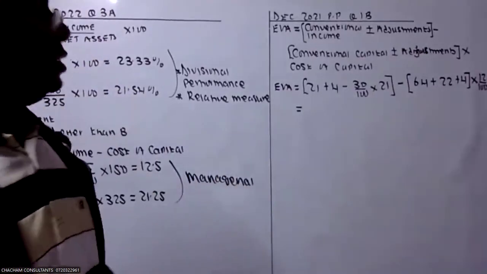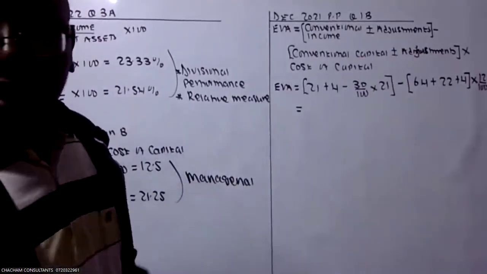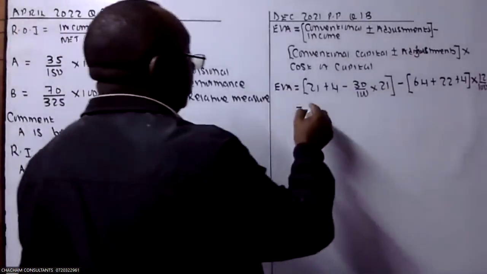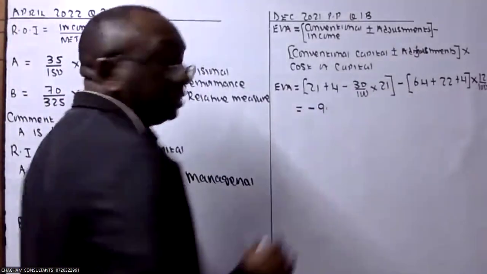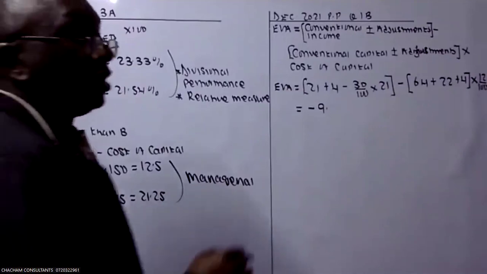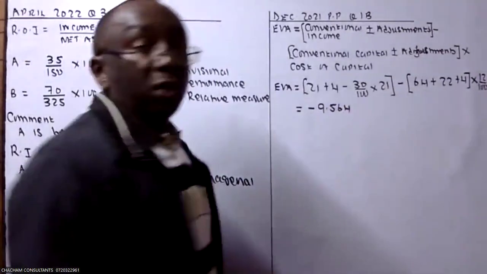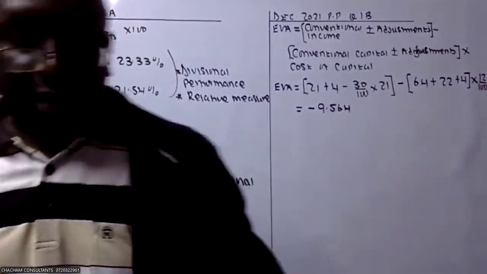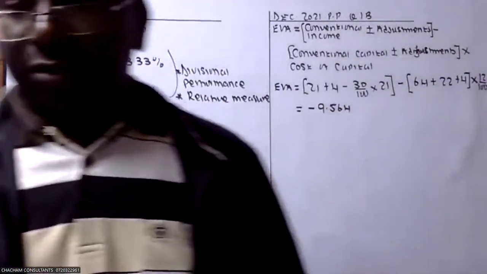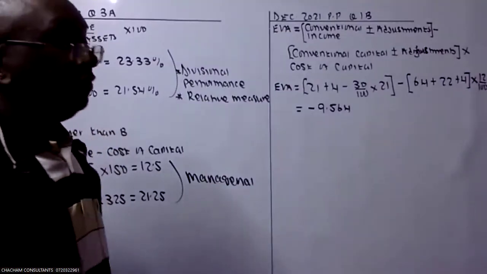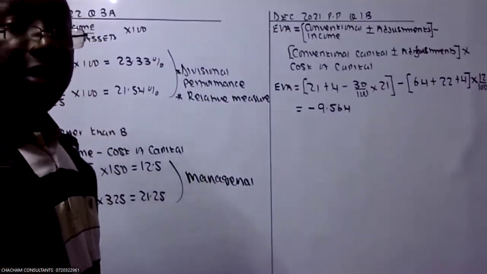Yes, so we can see now this is destroying value. It is negative 9.564. When it is negative, it means that we are destroying value. If it is positive, we are adding value.